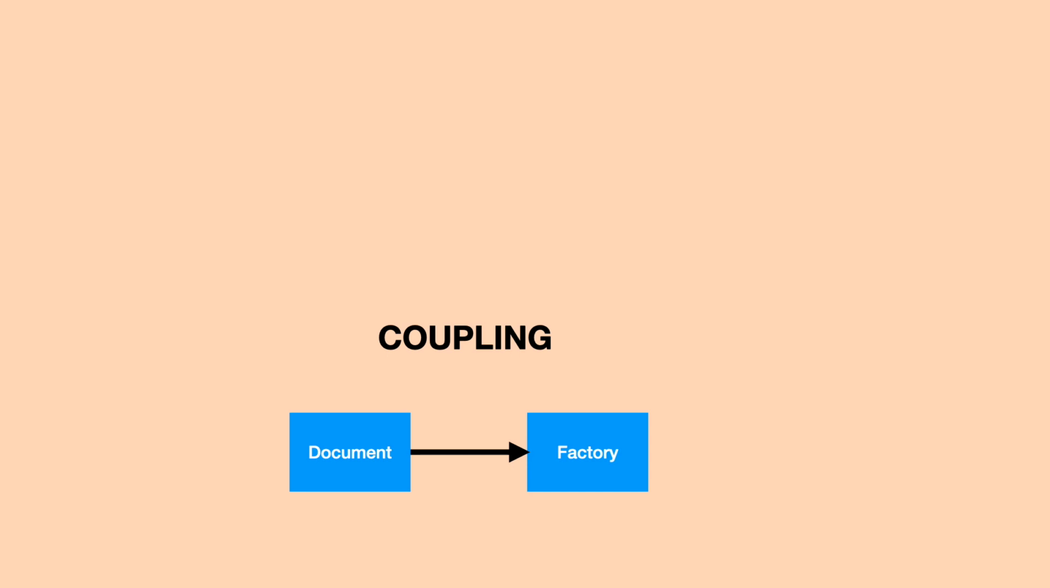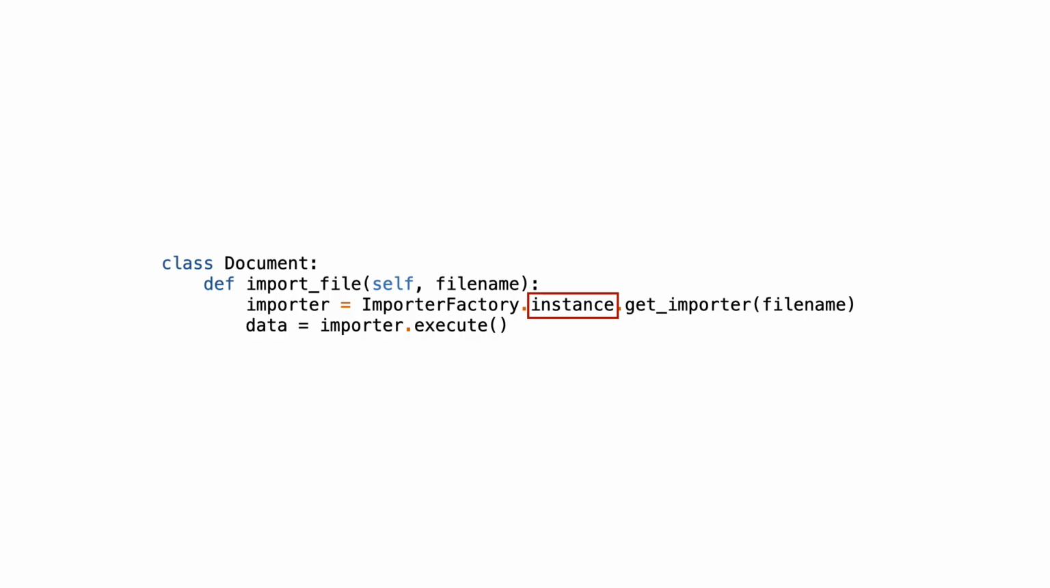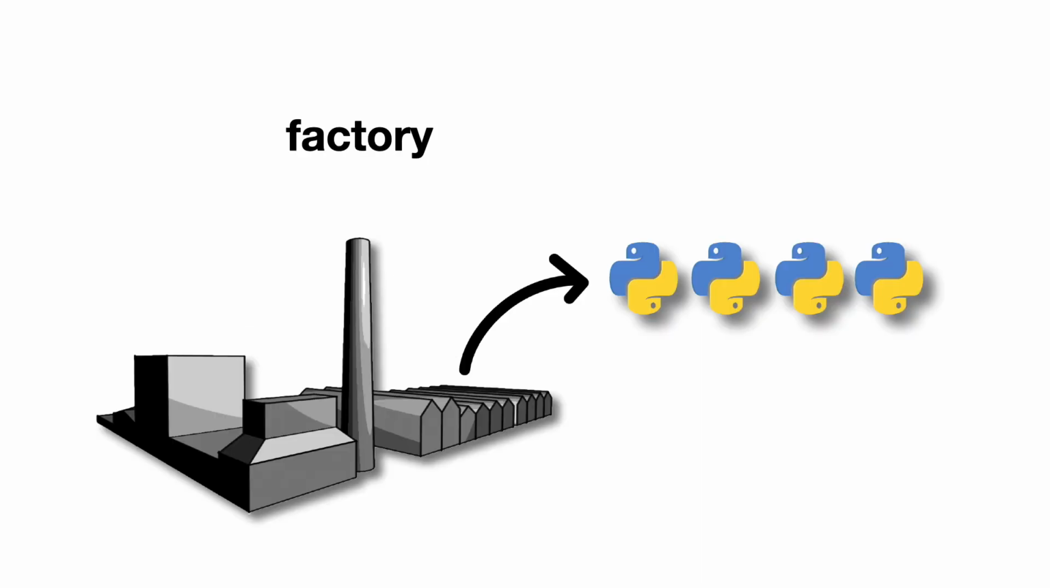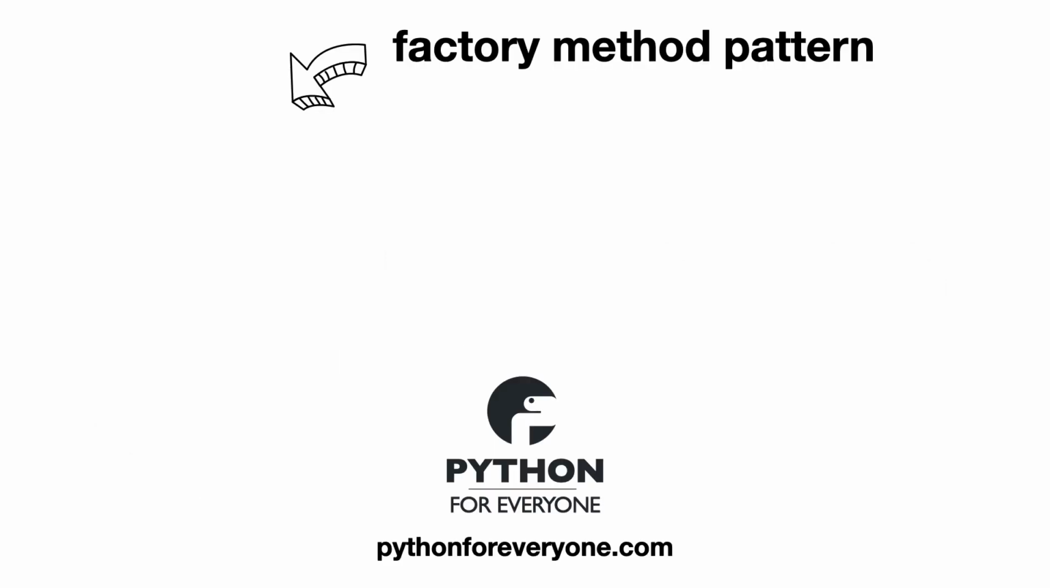There is an indicator for this problem in the code. Watch out for names like instance. If you see code like this, you are probably looking at the misuse of static factories. Notice that the factory is not passed as a dependency, but accessed through a static instance variable. Factories are great to produce objects as long as you use them in the right way. And what more ways are there? It's time to proceed to the factory method pattern. Check out the next video to see what it is and how it works in Python.